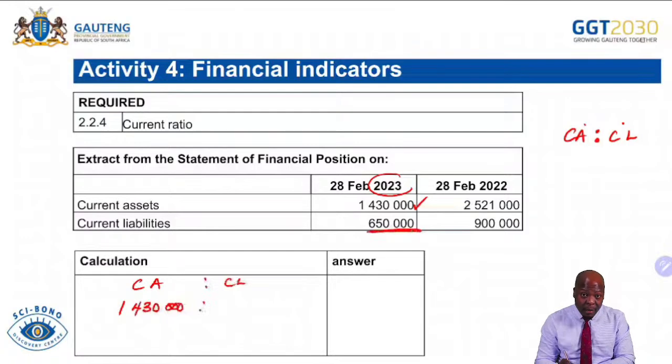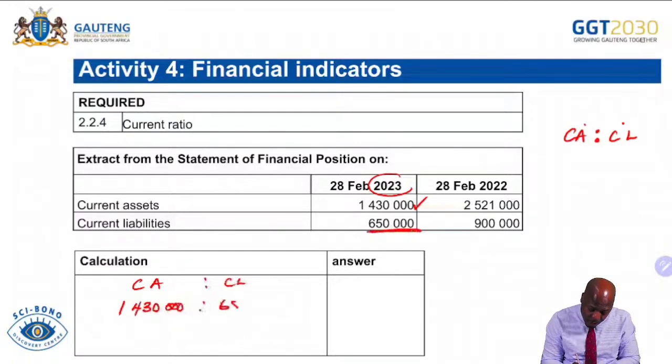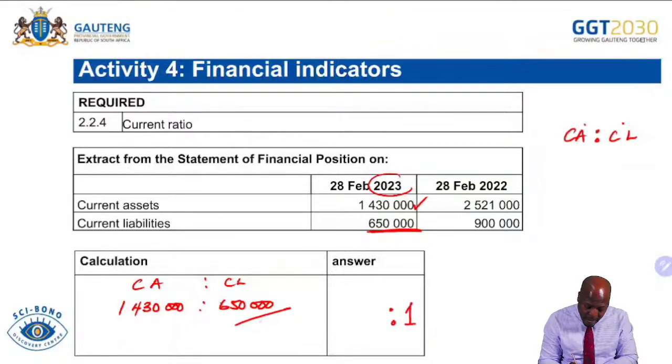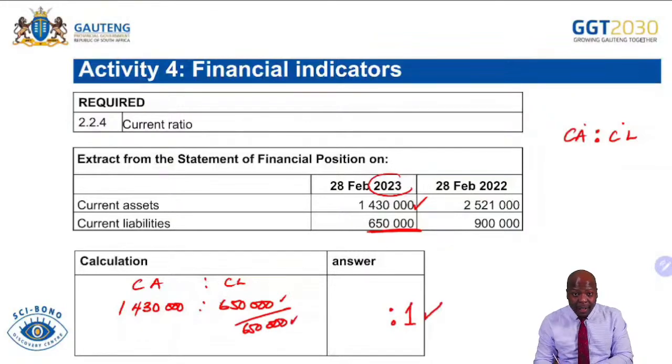650,000. Do you see that one there? So I'm coming here to say as to 650,000. Remember that your answer has to be as to 1, as to 1 here. So for me to get the 1, I'm going to divide my current liabilities by 650,000. So I'm saying 650 divided by 650, that is how I get the 1.